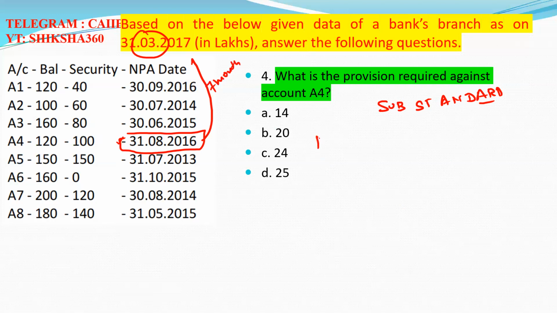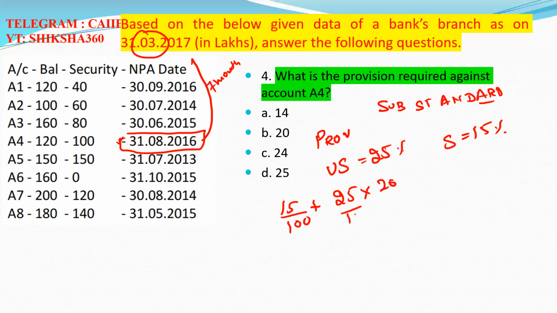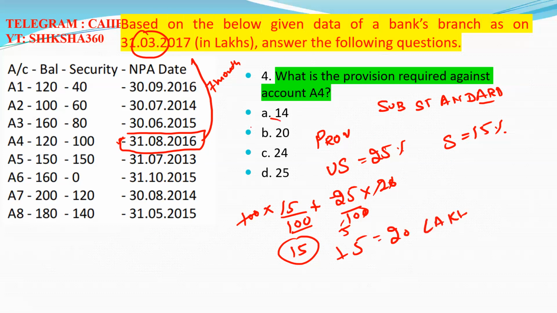So provisioning for that: if it is unsecured, it is to be 25%, and if it is secured, then it is to be 15%. So total 120. Secured is 100, so 15 upon 100, plus unsecured is 20, so 25% of 20. So 15% of 100 is 15, plus, cancel out, 5. So it is 20 lakh. Clear? Basically in this case, 20 lakh is the provisioning. So this is the answer.